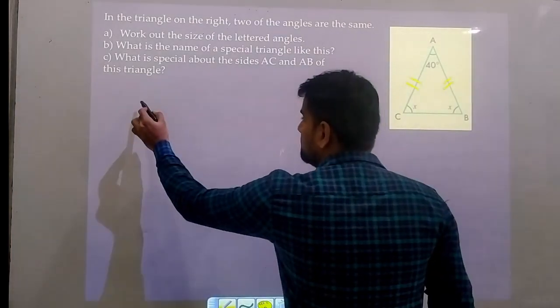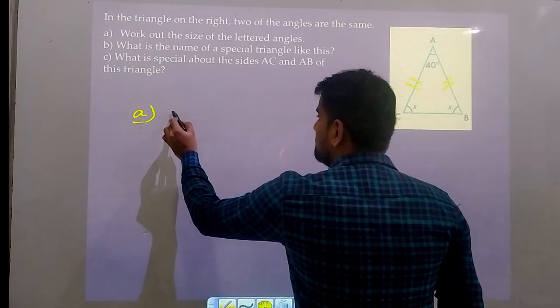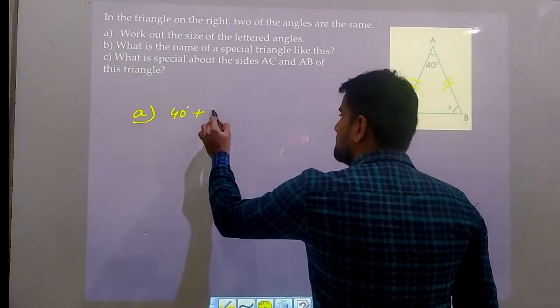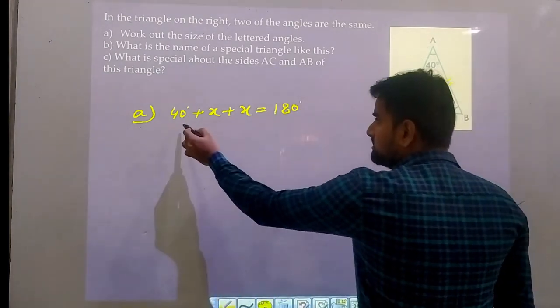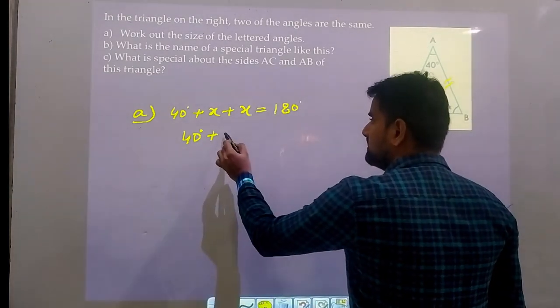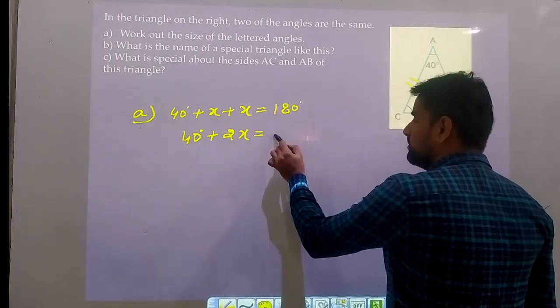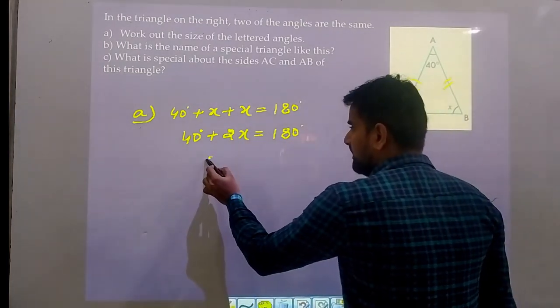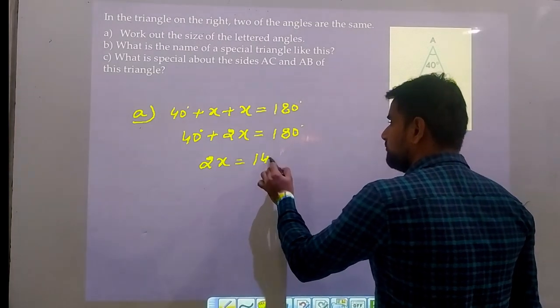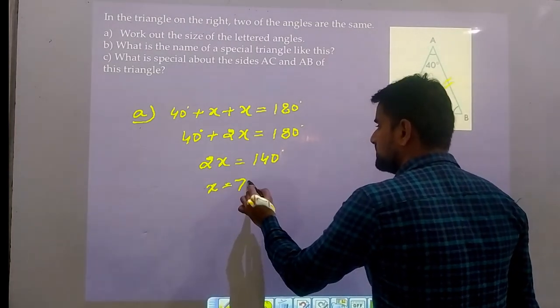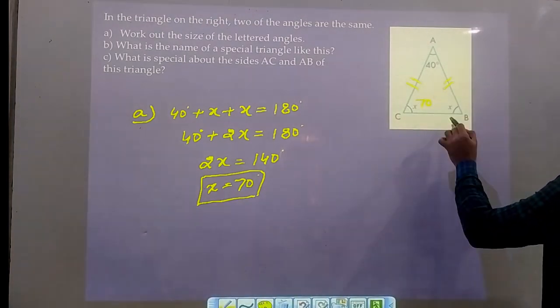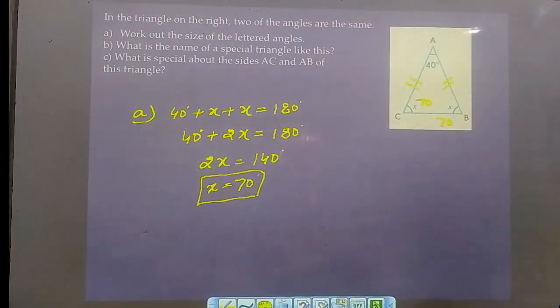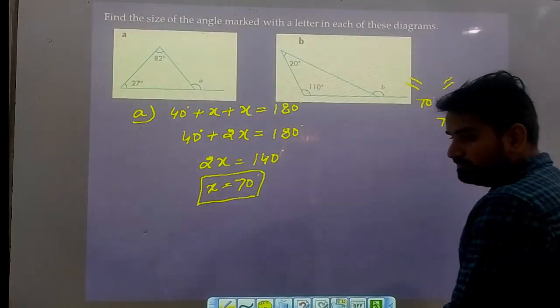Okay, so for question number A, I can say that 40 degrees plus x plus x is equal to 180 degrees. All right, so that means 40 degrees plus 2x equals 180 degrees, and that means 2x is equal to 140 degrees, that means x is equal to 70 degrees. So I can say that this angle is 70 degrees and this angle is also 70 degrees. I hope you understood the basic concept of the isosceles triangle.